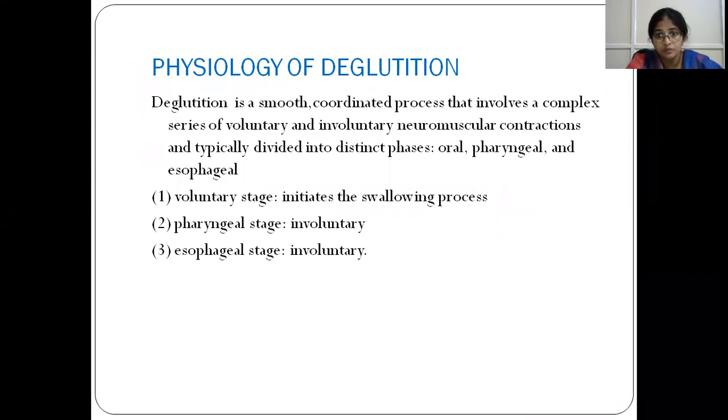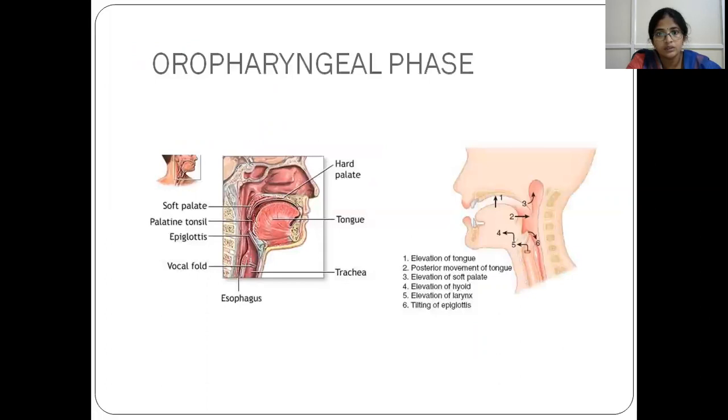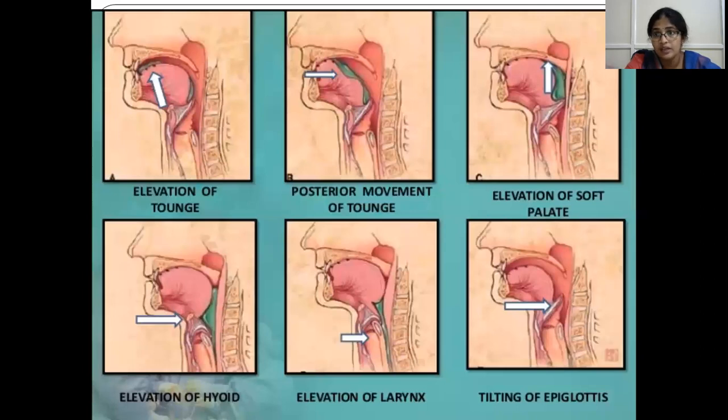Once the food bolus is formed, it enters the hypopharynx and the pharyngeal stage will start. The pharyngeal and esophageal stages are involuntary, reflex processes. The oropharyngeal phase includes many movements in the oral cavity and pharynx: first elevation of the tongue, posterior movement of the tongue, elevation of the soft palate, elevation of the hyoid, elevation of the larynx, and closure of the epiglottis. Swallowing occurs during expiration. It means the vocal cords also close during swallowing.